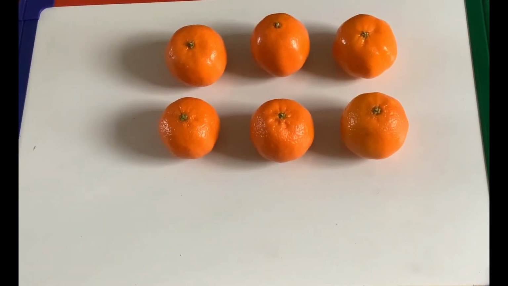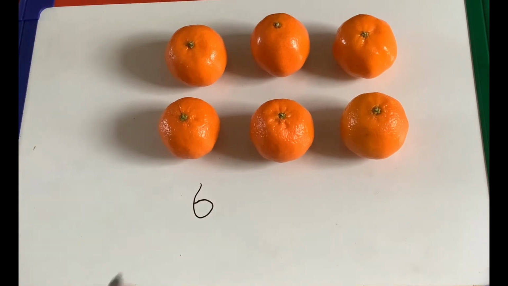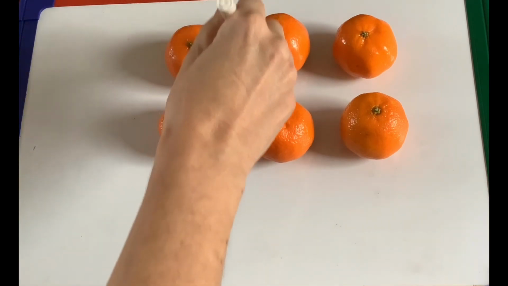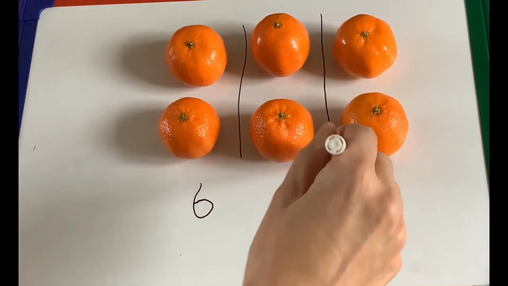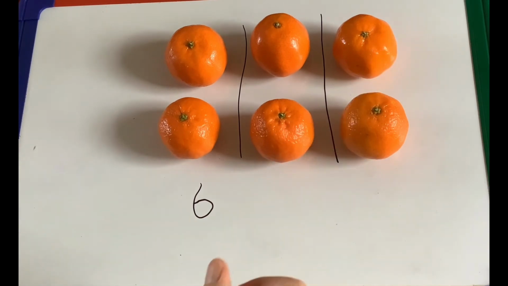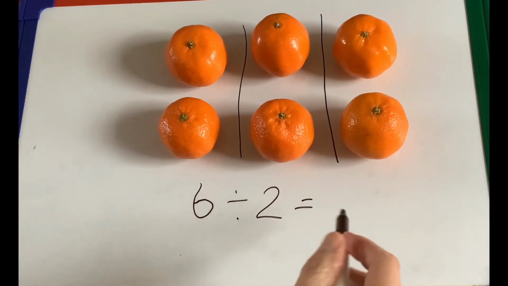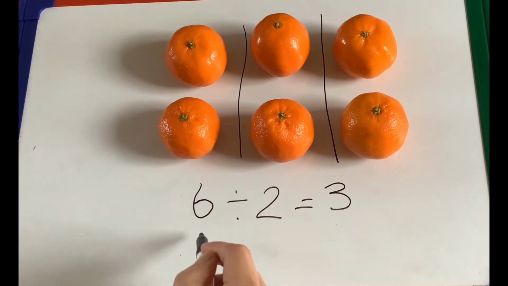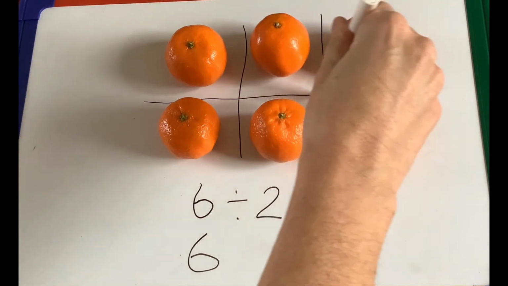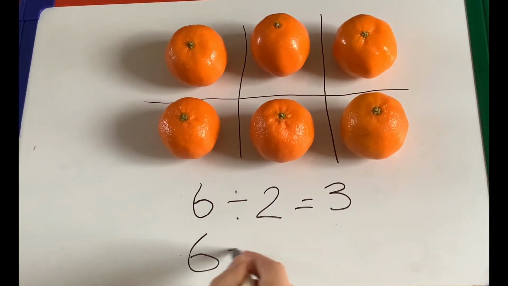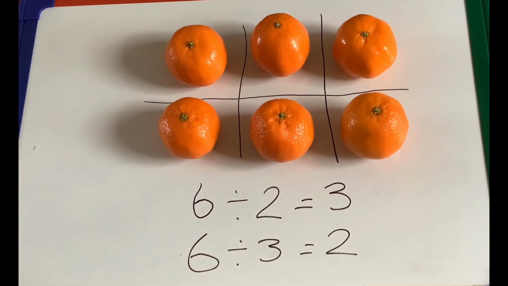If we're going to divide them, remember we put the biggest number first, so we've got 6 altogether. If we divide 6 into 2's, we've got 1, 2, 3 2's. So 6 divided into 2's equals 3 2's. If we divide it the other way, if we divide it into 3's, 6 divided into 3's, we've got 2 3's.